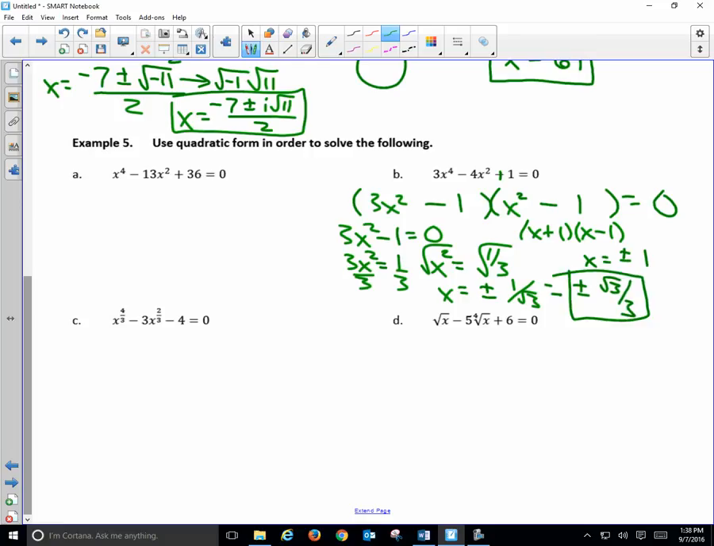Don't let rationalizing the denominator ruin your day. There's a lot of other things to ruin your day. Not rationalizing the denominator. Yeah, keep your day. We're good at that stuff.